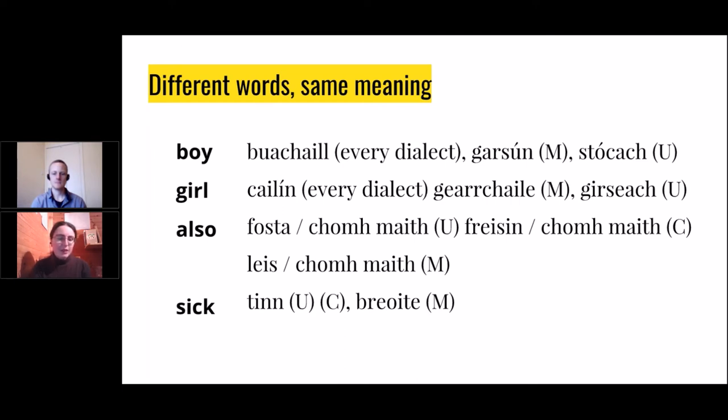Freisin, so that'd be very, very, very common, a universal one you could say, freisin. And chomh maith, it's also heard in Connacht and in Ulster, but a lot of people would associate it more with Munster. Now, as you can see, with Munster, we've leis. Now, you might be quite familiar with the word leis, depending on how much Irish you have. So leis literally means with it or with him. So leis can also be also, just depending on where it's placed in the sentence.